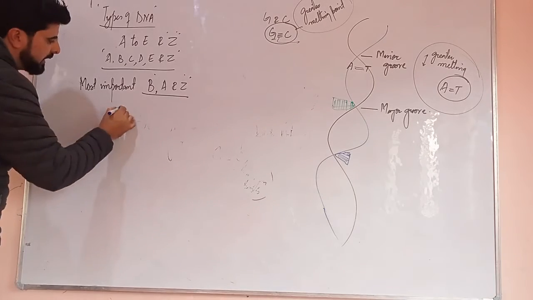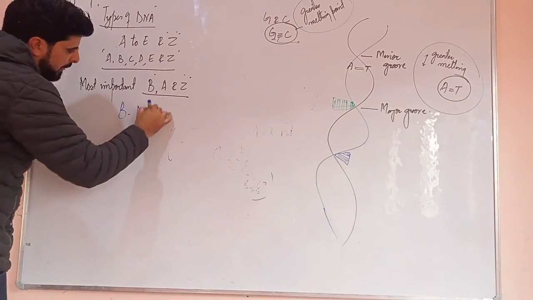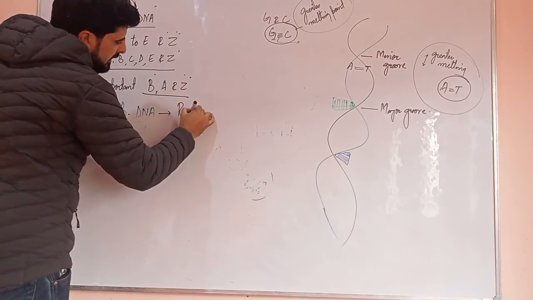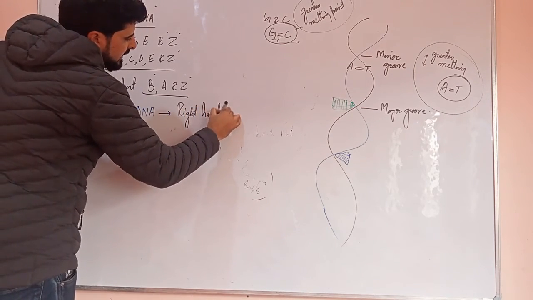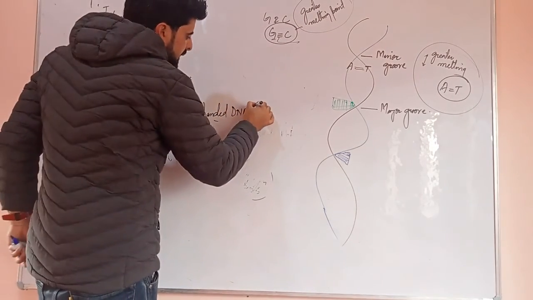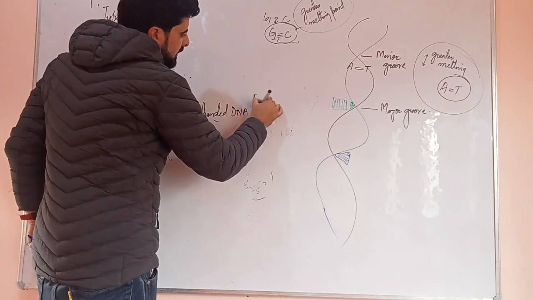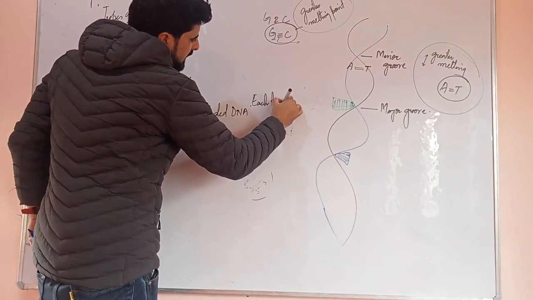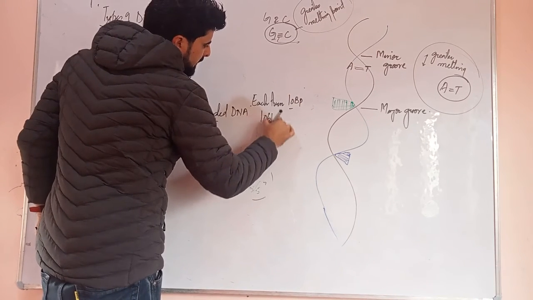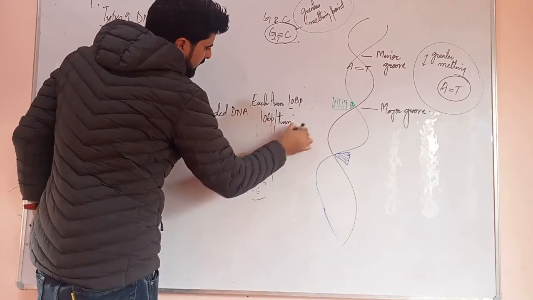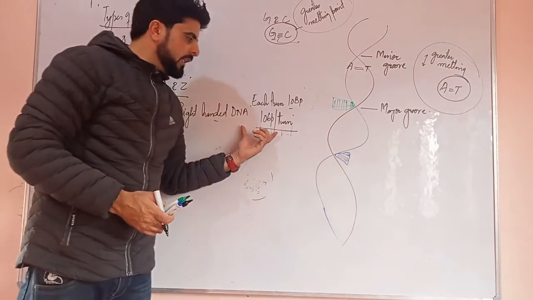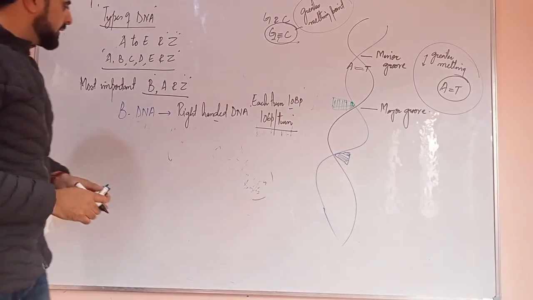Say for instance, if we take B-DNA, it is a right-handed DNA. Most important thing. Each turn of this DNA consists of 10 base pairs. So we can say there are 10 base pairs per turn in B-DNA. So if we look at how many nitrogenous bases we have in B-DNA, we have 10 nitrogenous base pairs per turn.